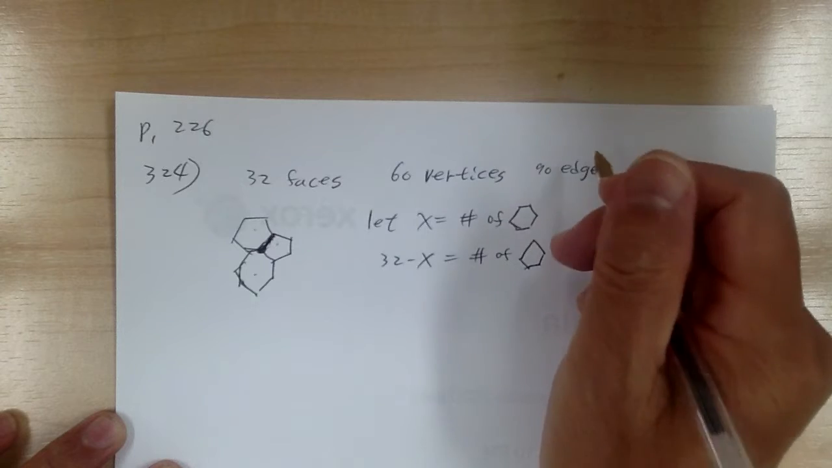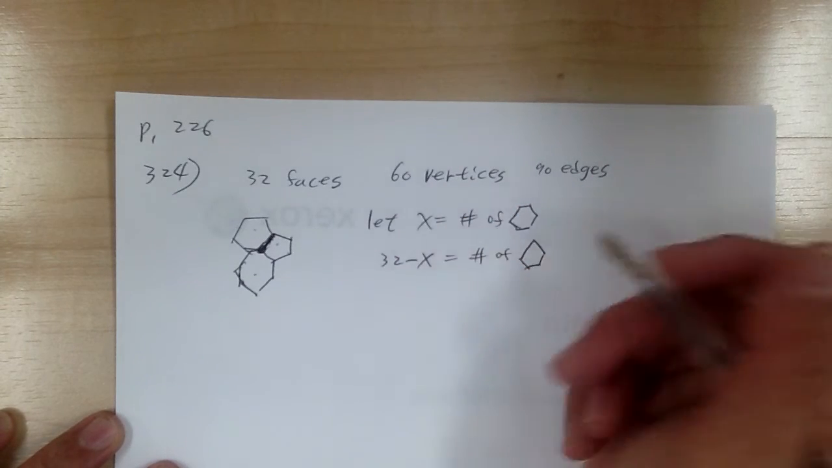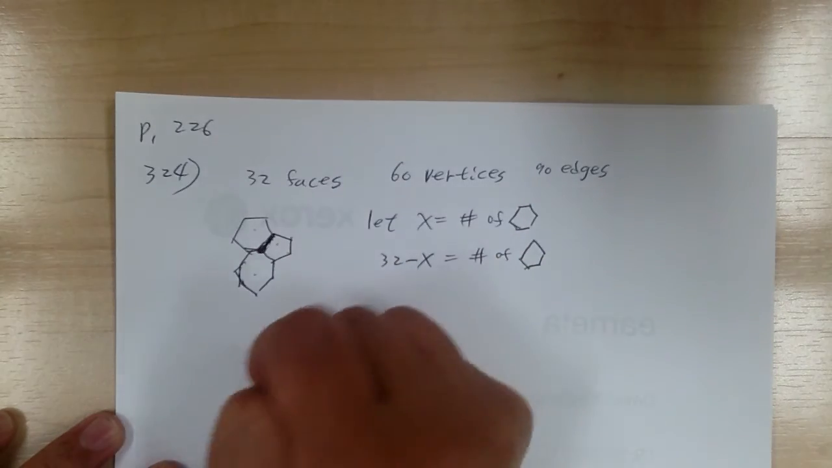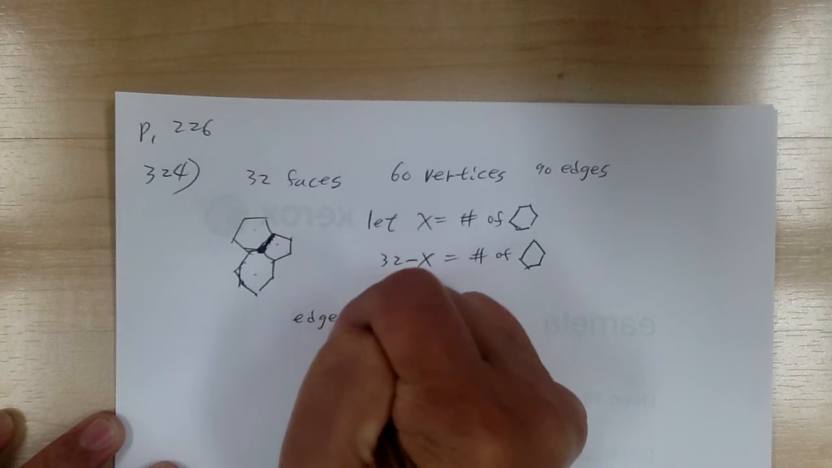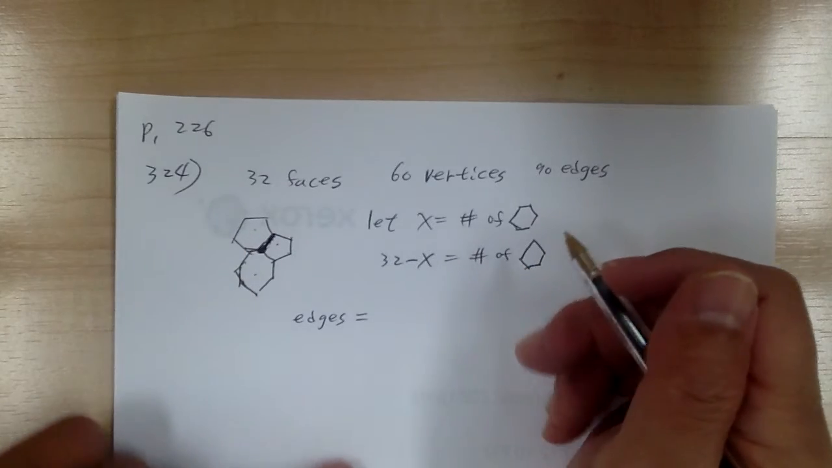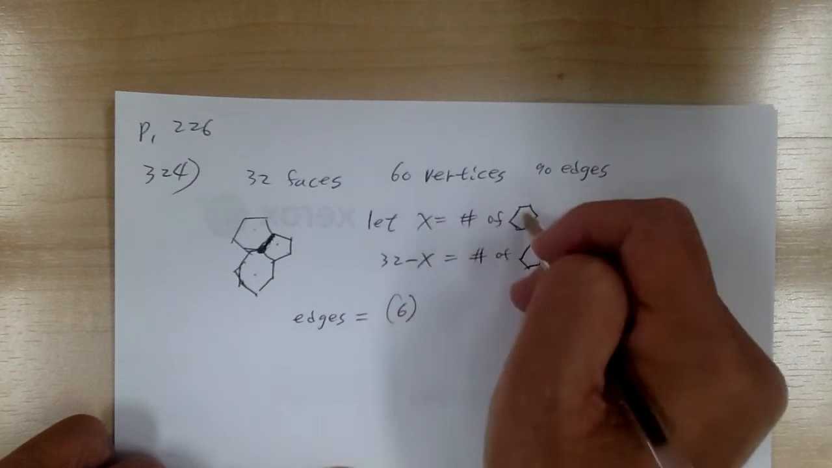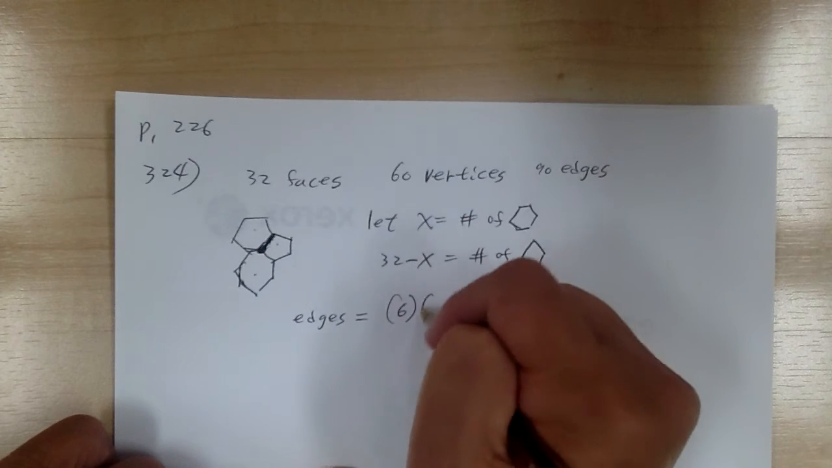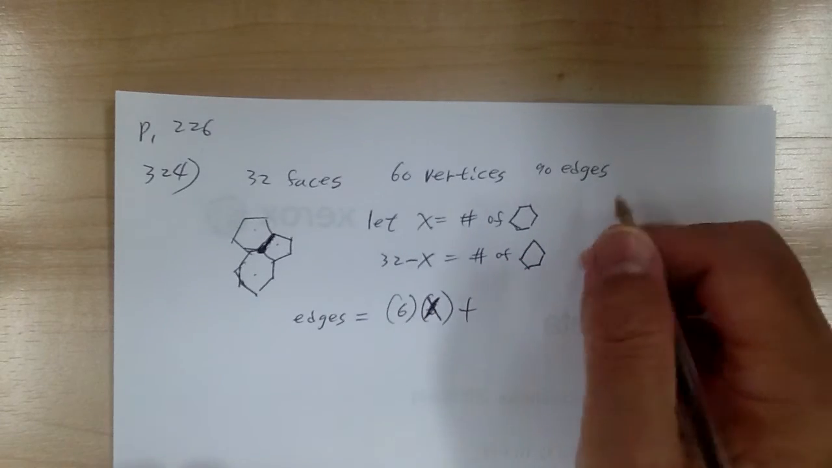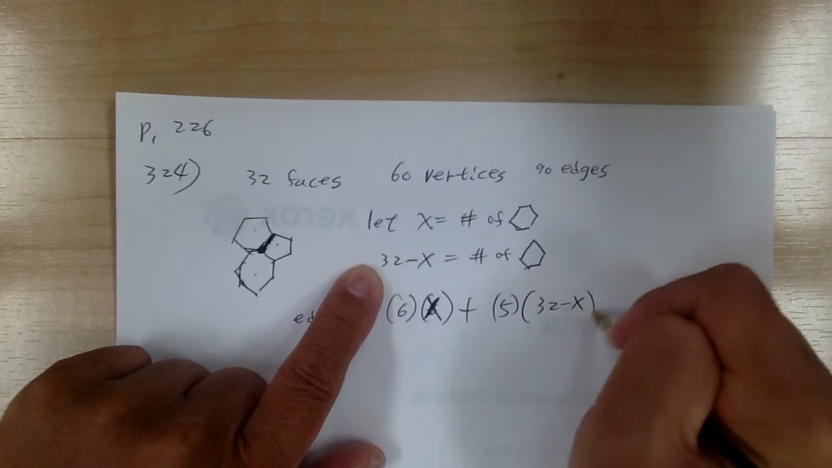Now let's consider edges. So the total number of edges equals, let's consider each one individually. For the hexagon, there are six edges for each hexagon, and there are x of them, so times x. Plus for the pentagon, each one has 5 edges, and there are 32 minus x of them.